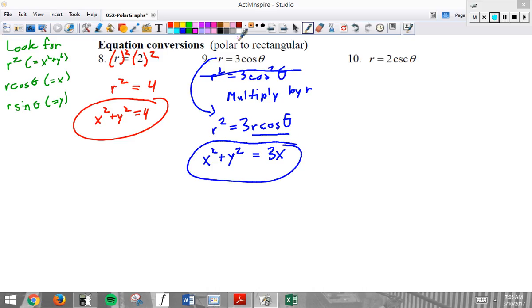Last, let's use pink. Cosecant theta is a problem. So one thing that's helpful to do is to write cosecant in terms of sine. Squaring both sides is the same problem over here. Multiplying by r, you don't know what r cosecant theta is. However, if you make the connection that you can write 2 over sine theta, now I would cross multiply both sides by sine. r sine theta equals 2. What's r sine theta? y.